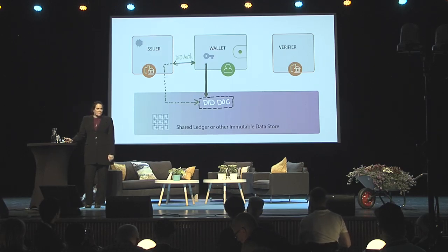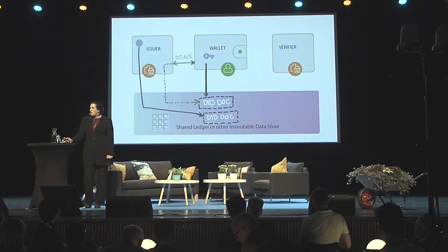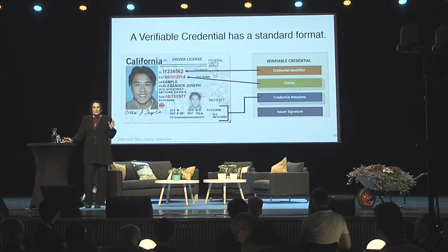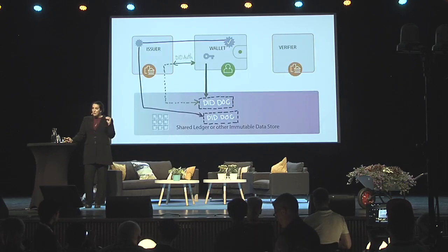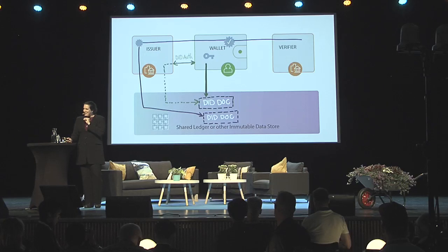The issuer has a credential, and they do the same thing. They post a DID document to the ledger with the signatures that they use to sign the credential. And then they take the credential itself. It all has a standard format, so you take this verifiable credential with an identifier number, all of the claims in it, the metadata, and the signature that you also posted to the ledger, and you send it over to the individual's wallet. And now it's in their wallet, and they get to present it to a verifier.